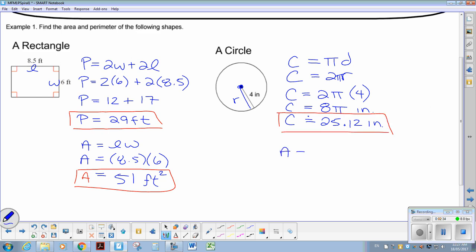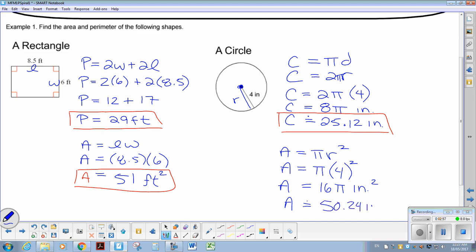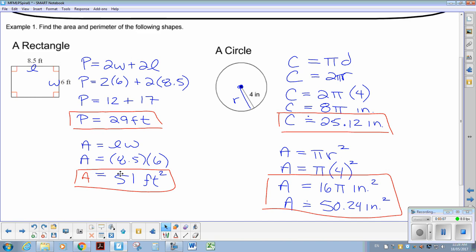Area of a circle is pi r squared. So pi and the radius is 4 squared. So we'd end up with 16 pi inches squared. Or again, if you want to use your calculator and move it into decimal format, 16 times 3.14, we get 50.24 square inches. And either format is acceptable when you're doing your calculations. All right. Moving on to the next shapes.